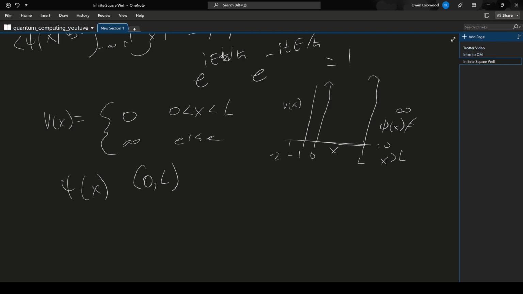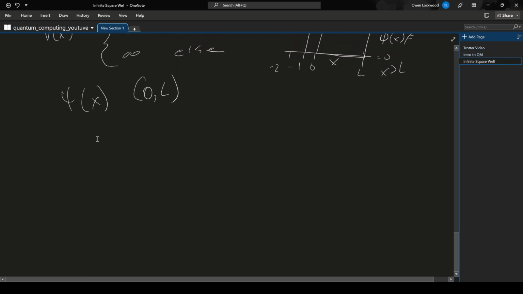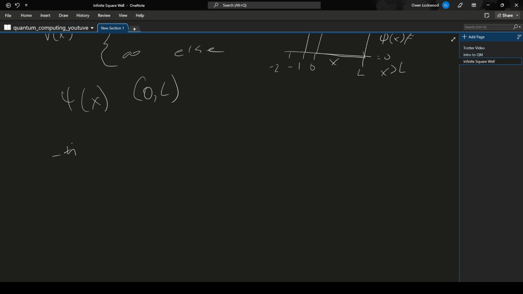Well, how do we go about doing that? The first thing we can write is, inside this box, which is all we care about, because it can't be outside the box, we have our equation: negative h bar squared over 2m, times the second derivative of this function with respect to x squared, and then our potential is 0. So we just have E times the function. That's the problem we're trying to solve, and if we solve this, we can get the wave function.